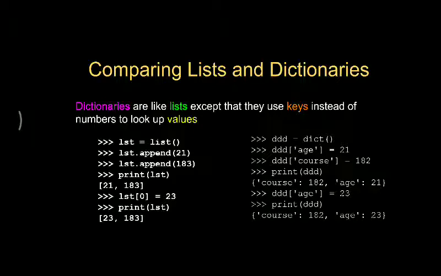Similarly, in the dictionary, ddd['age'] equal to 21 means 21 is assigned to the key called age. So we can give our own index in dictionaries. ddd['course'] equal to 182. Print ddd, it will give you course with the value 182, age with the value 21. ddd['age'] equal to 23, we can modify that. Print ddd: course is 182, age is modified to 23.